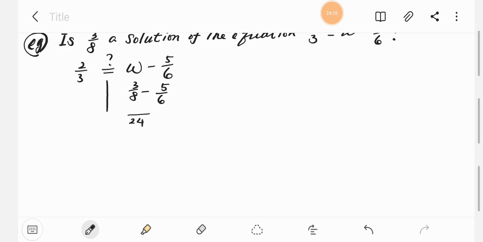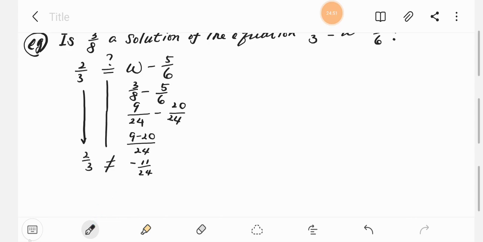And 8 times 3 is 24. So 3 times 3 is 9 over 24. And 6 times 4 is 24. So 5 times 4 is 20. So 9 minus 20 over 24. So that is equal to negative 11 over 24, right? And this one is what? This is 2/3, which is not equal. Right? Not equal. So the answer is no. 3/8 is not a solution of the equation.